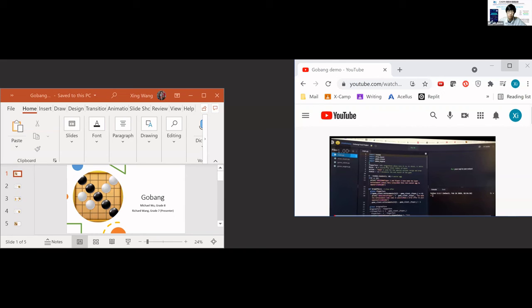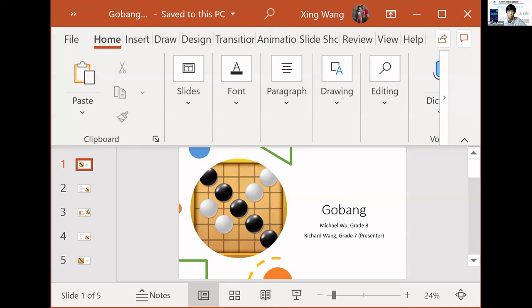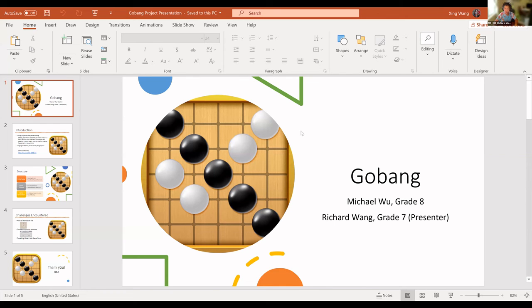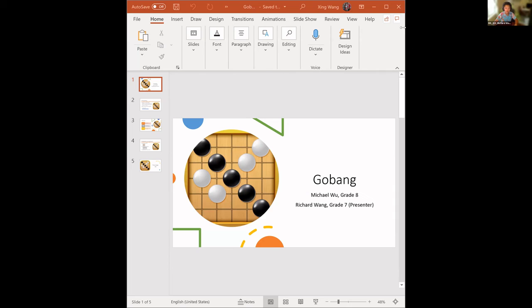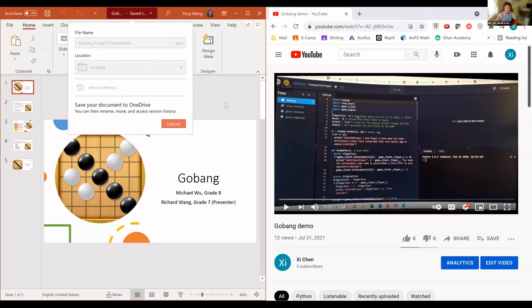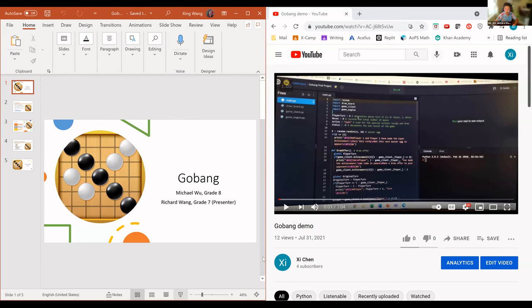Wait a second. I need to share. Let's see. Oh no. How do I share two tabs at the same time? I think it goes like this and this. Okay, sure. Now go to, wait, so can I start now? Can anyone hear me? Oh yeah, yeah. Okay, so let me start.